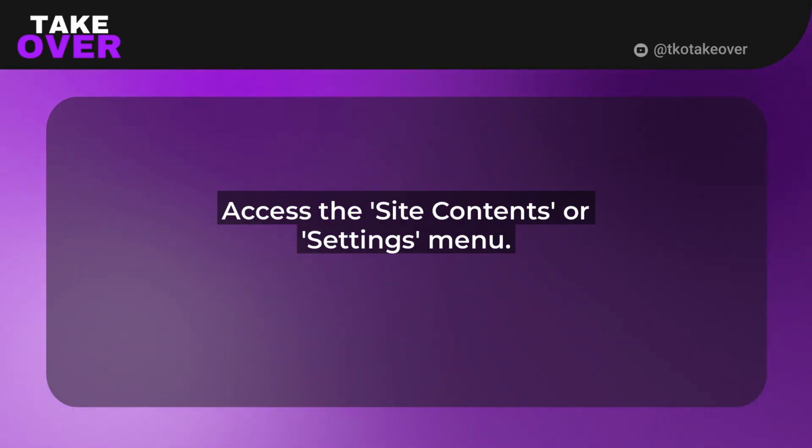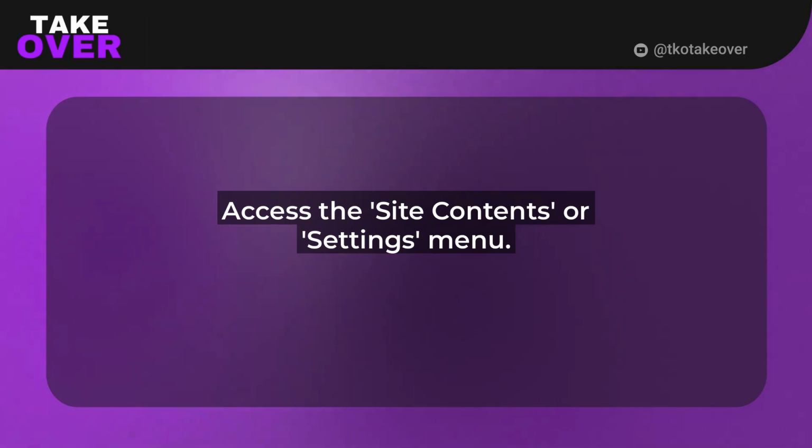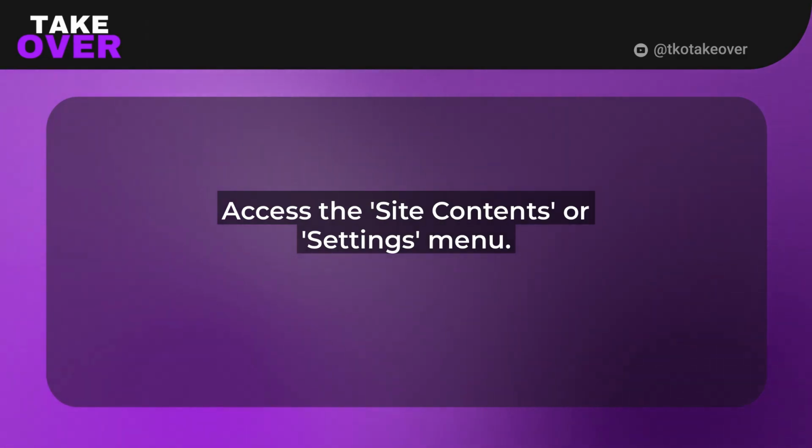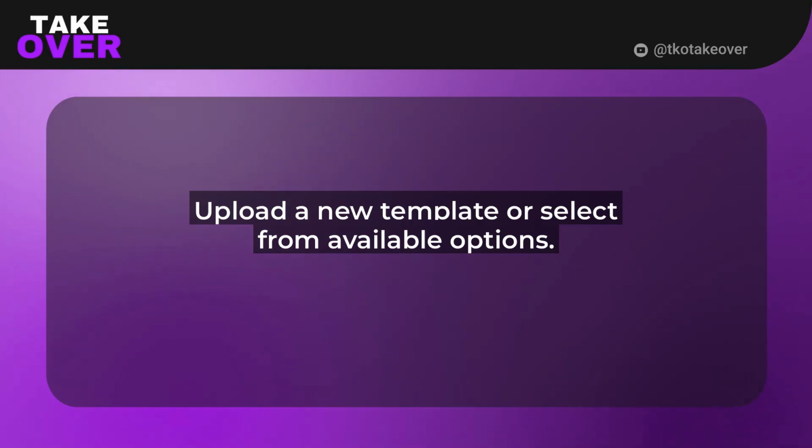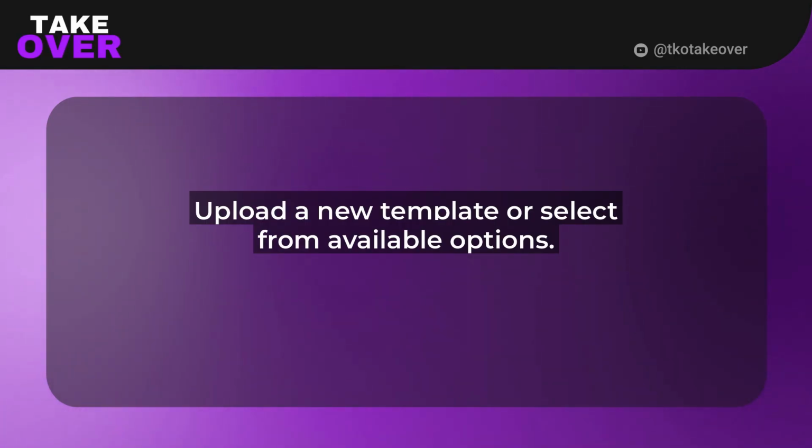Now, let's get to the fun part. Click on Site Contents, or Settings, depending on your view, to access the template options. In the 2025 update, Microsoft has made this even smoother, so you might see a dedicated Templates section. Here, you can either upload a new template from your device or select from the pre-built ones provided by SharePoint. For uploading, just hit the Upload button, select your file, like a Word doc or Excel sheet formatted as a template, and wait for it to process.